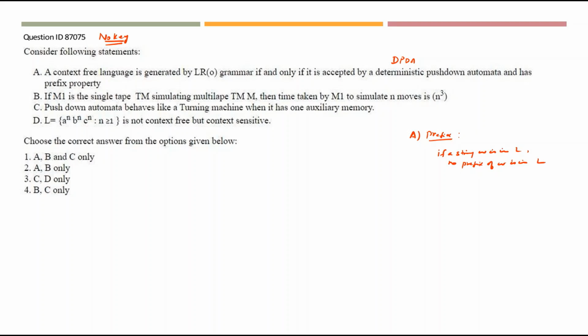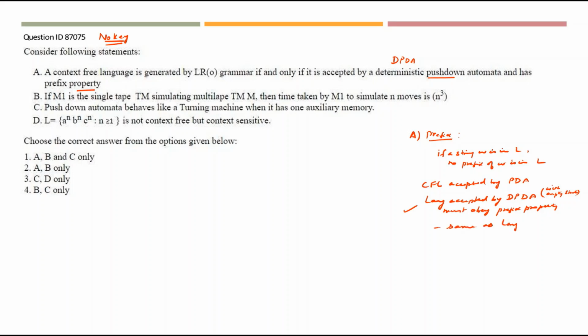Now there are statements like context-free languages are accepted by PDA. Language accepted by DPDA must obey the prefix property. This point ensures this part is true. And this statement continues: language accepted by DPDA with empty stack must obey the prefix property. This is actually the same as the language generated by the LR of 0 grammar, which states this part to be true. To support this part, generated by LR of 0 if and only if it is accepted by DPDA, we have one more statement.